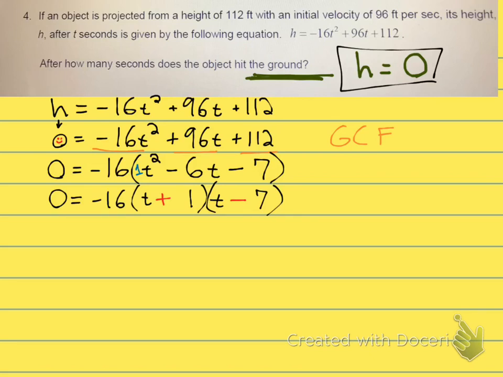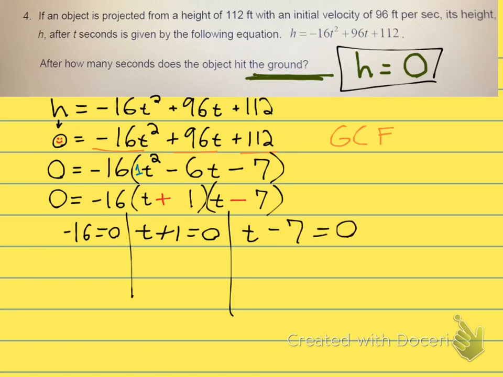So this is a minus, this is a plus. Now, set every factor equal to 0. So that means that negative 16 equals 0, t plus 1 equals 0, and t minus 7 equals 0. Solve the first one. Negative 16 equals 0. Does that ever happen? Is negative 16 equal to 0? Nope. So I don't get any answer there.